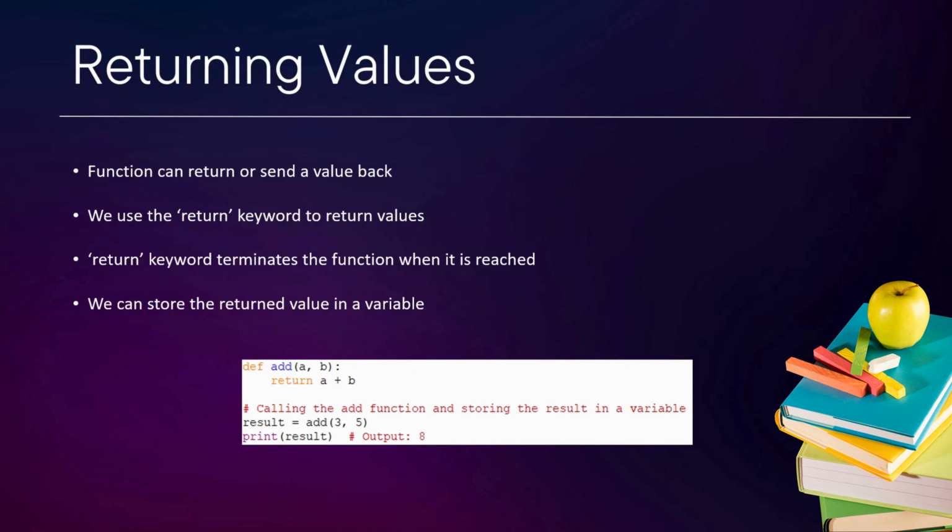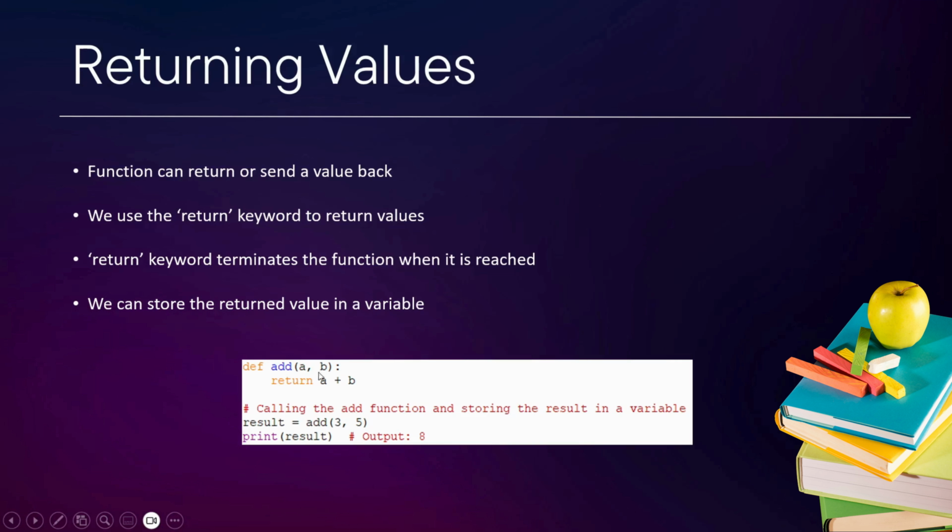Now let's have a look at return values. I've been using this word quite a lot, and let's see what it means in the context of functions. Functions can return or send back some values. We use the return keyword to return these values. The return keyword also terminates the function wherever it is used. And we can store the returned value in a variable. We have to store the return value in a variable.